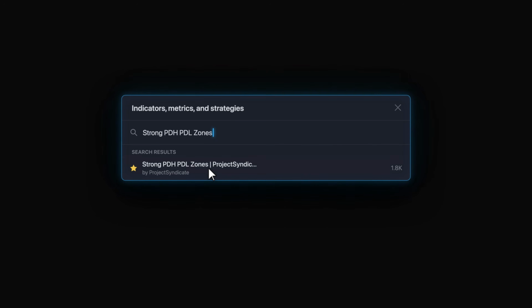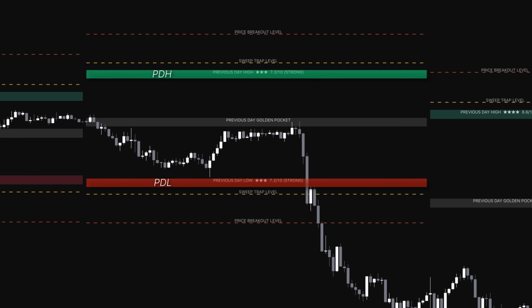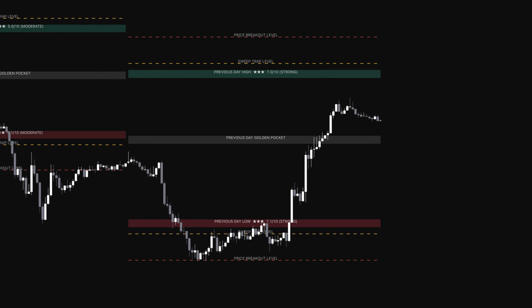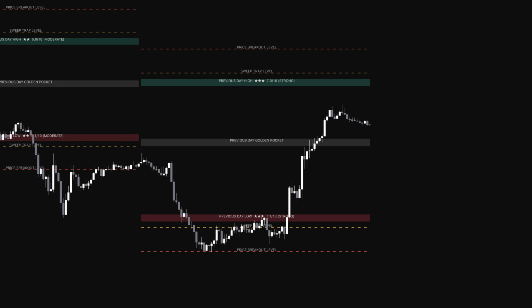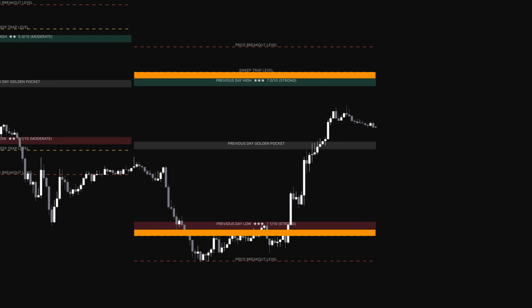HPDHPDL zones, created by Project Syndicate, maps the previous day's high and low as zones rather than single lines, and adds a previous day golden pocket, the 0.5 to 0.618 Fibonacci band, measured across yesterday's range. These are among the most watched levels in day trading for a simple reason. Resting stops pile up just above the prior high and just below the prior low, which makes them genuine liquidity pools rather than arbitrary lines.